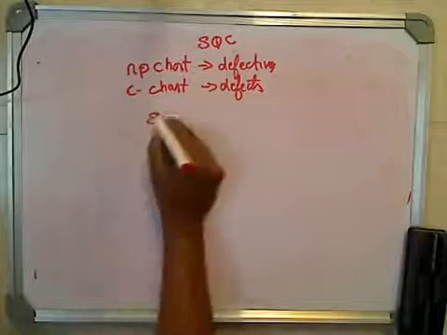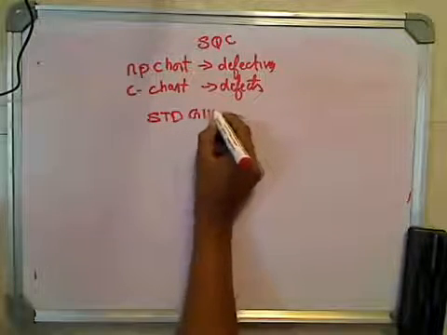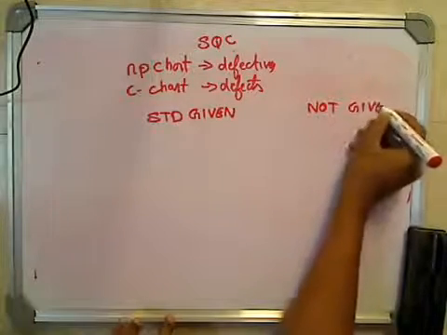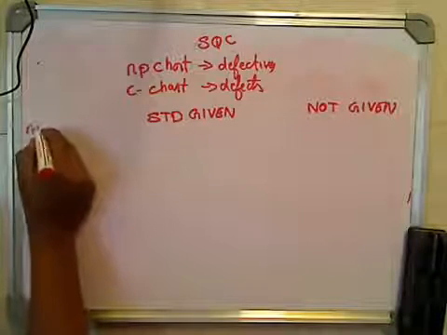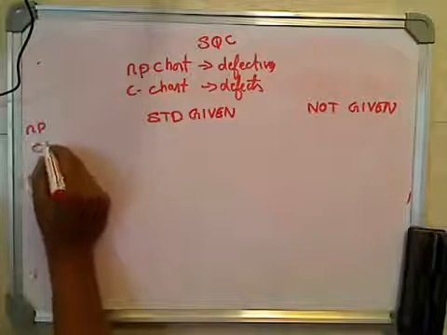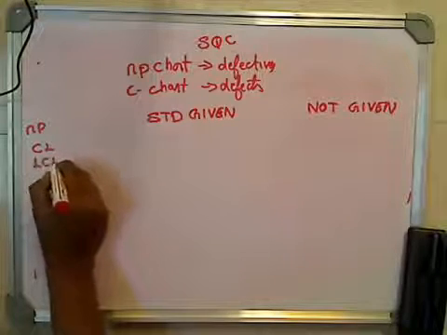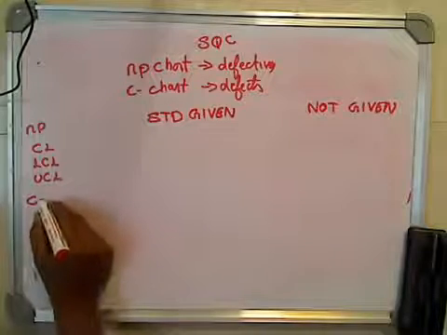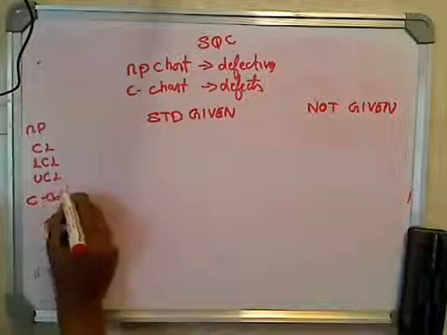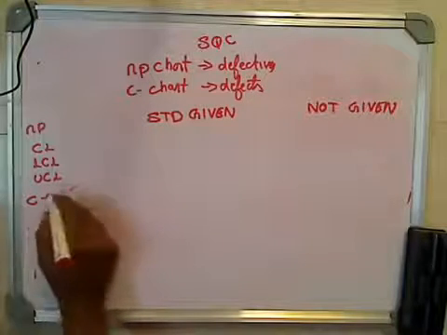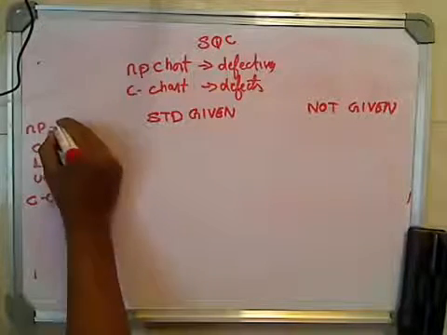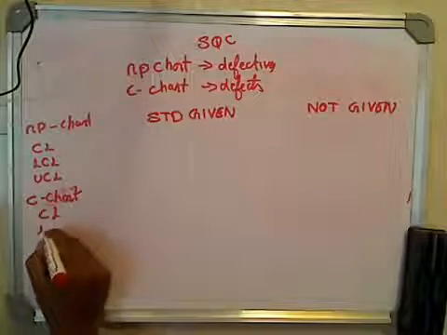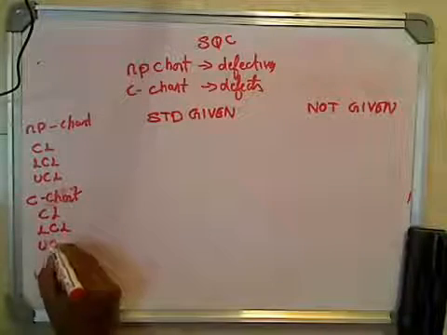Okay, now we will have standards given, and here not given. The first set of formulas I'm going to write would be for the NP chart. Here CL, the lower control limit and the upper control limit. The second set would be for the C chart. Okay, C chart. And P chart. Now here as well, CL, lower control limit and upper control limit.